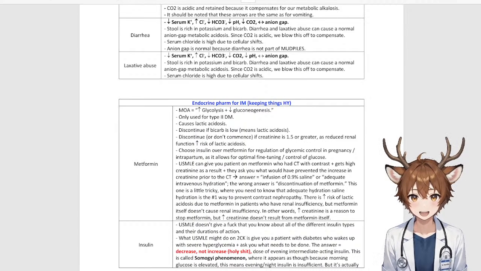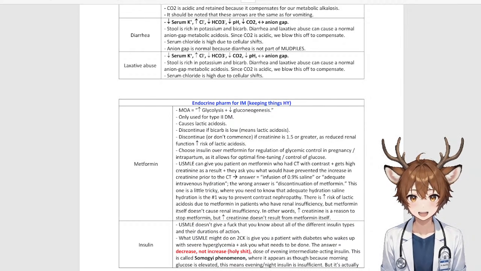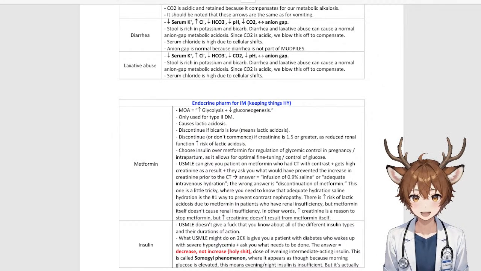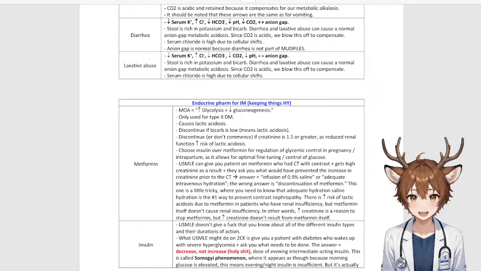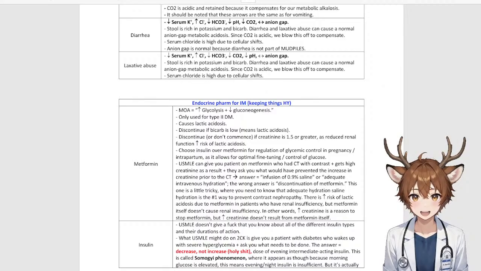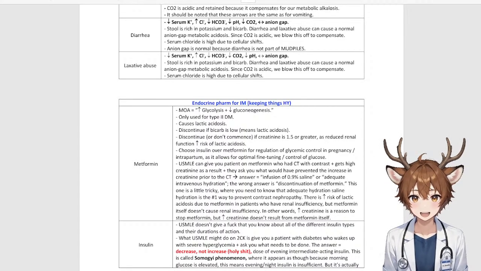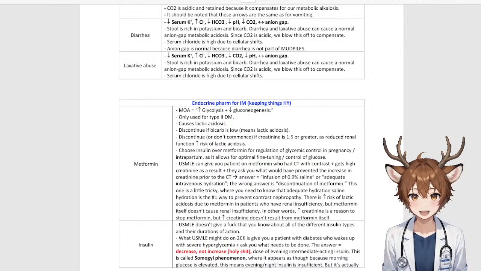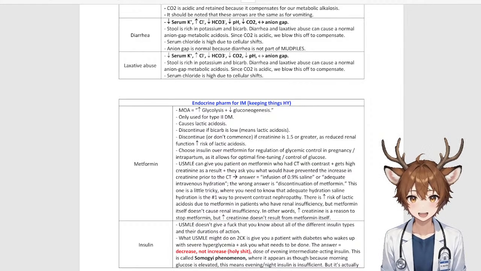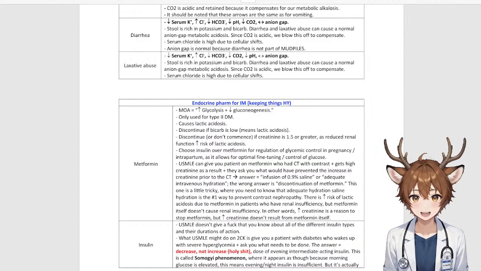Diarrhea: low serum potassium, elevated chloride, decreased bicarb, decreased pH, decreased CO2, and a normal anion gap. Stool is rich in potassium and bicarb. Diarrhea and laxative abuse can cause a normal anion gap metabolic acidosis. Since CO2 is acidic, we blow it off to compensate. Serum chloride is high due to the cellular shifts.